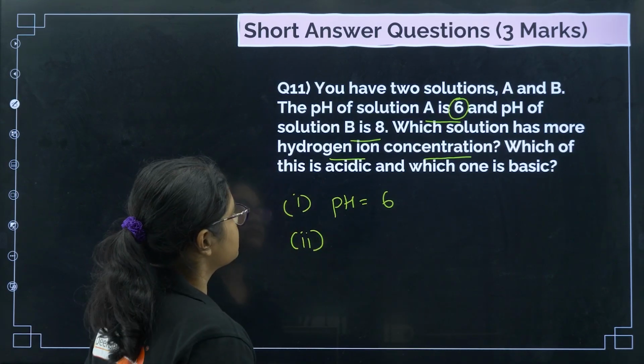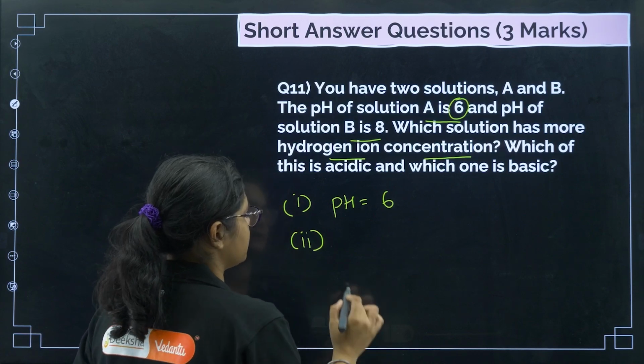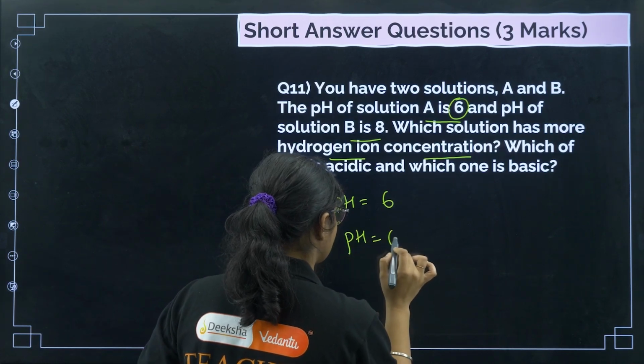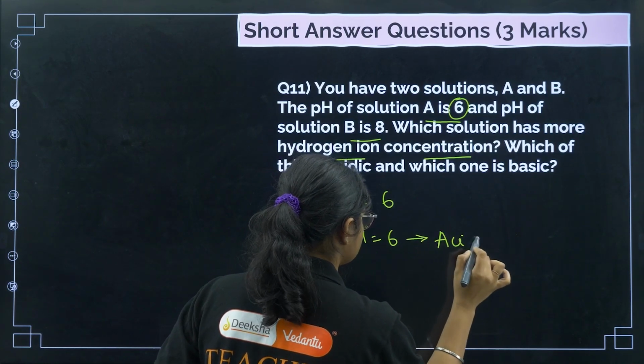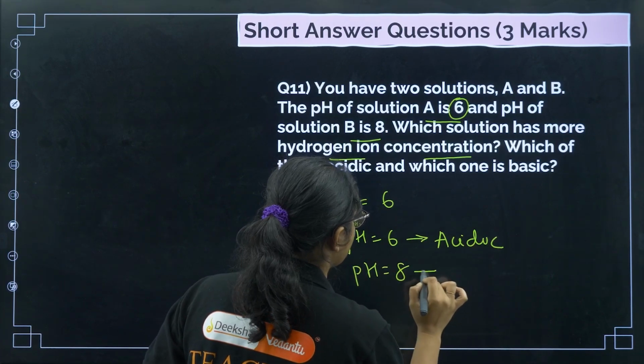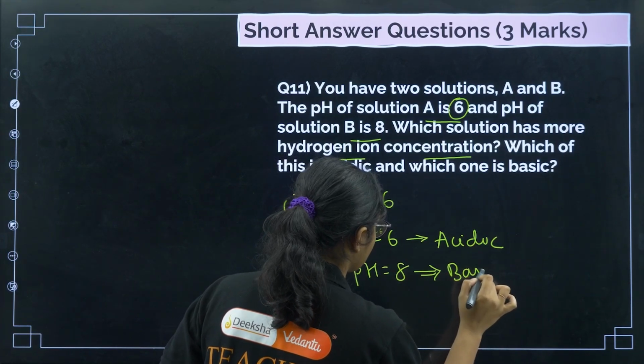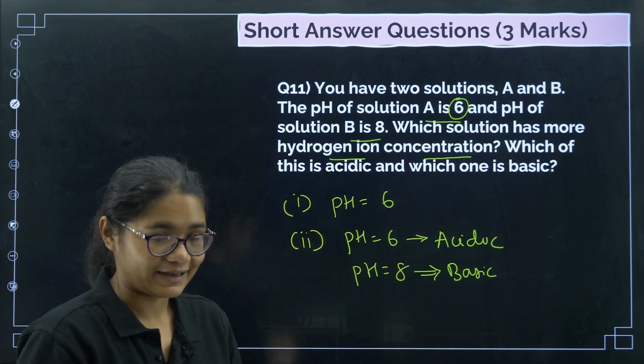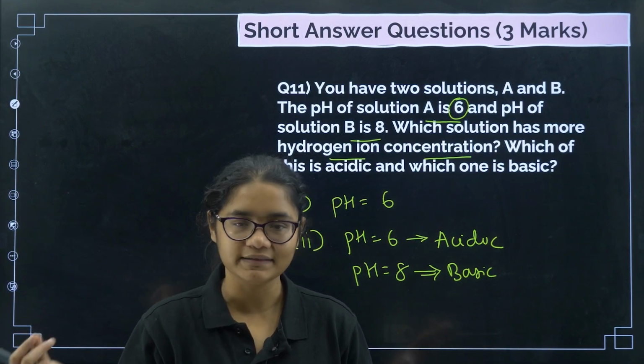Next one, which of these is acidic and which one is basic? So pH 6, that is acidic. You just need to write, no explanation required here, just write the answer as it is asked. pH 8, that will be basic, because we know in the pH scale less than 7 is acidic, more than 7 is basic.